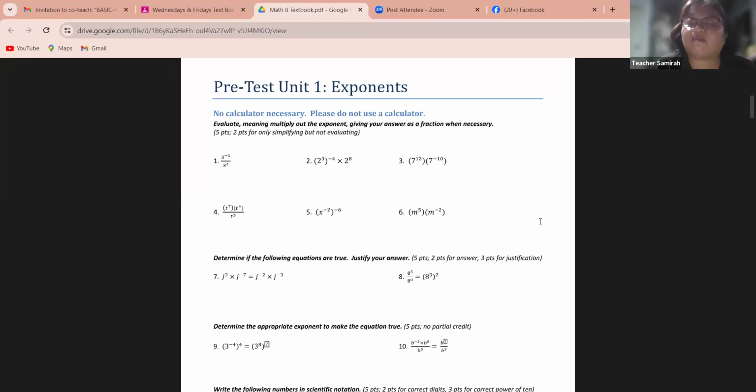Negative times negative. They have the same sign. We are going to multiply the same sign. Will it become positive or will it become negative? Positive. So, positive. So, 2 times 6.